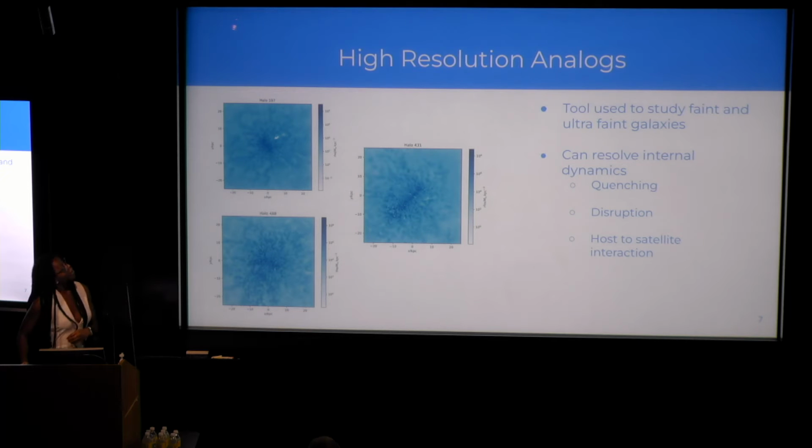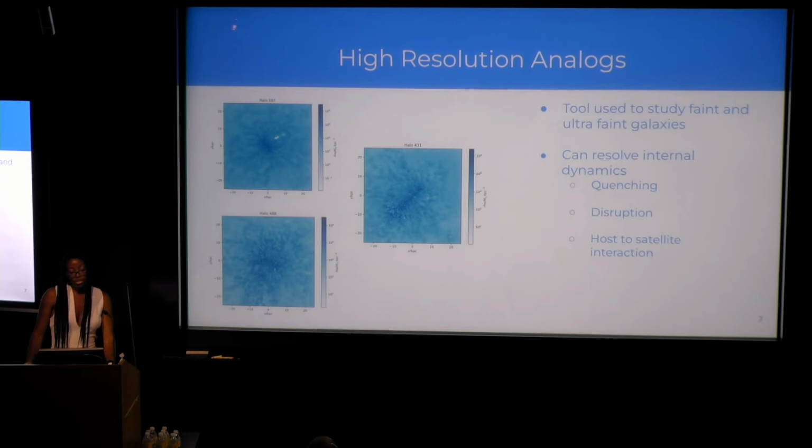I was able to examine 4 different high-resolution analogs. However, only 3 of them are pictured here due to computing troubles. But there's HALO 431, 597, and 488. And these are all in distributions of stellar mass. So the darker areas represent where there are higher densities of stars.